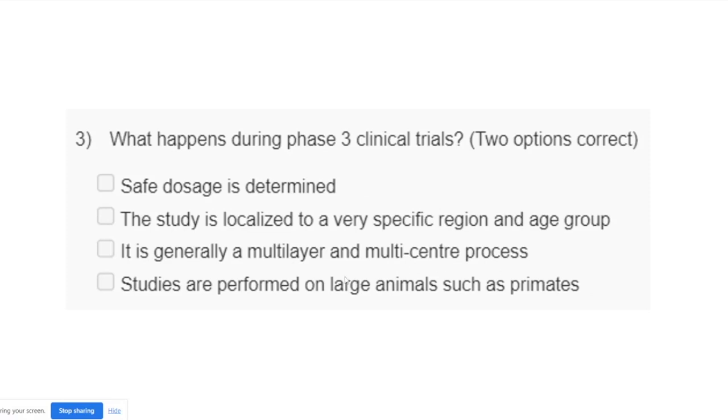Anyone else would like to answer? You said 3 and 4, right? Well, 3 is one of the correct answers. It is generally a multi-layer and multi-center process.